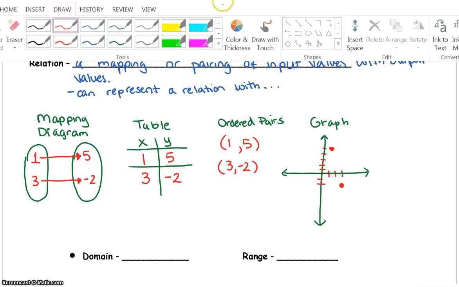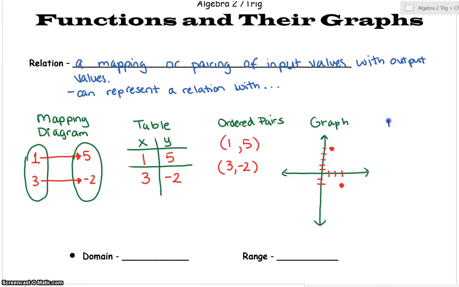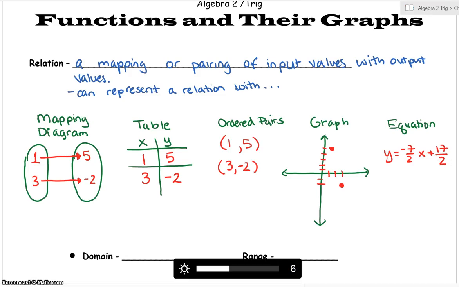And last but not least, we can represent these relations in equation form. In this case, the equation that corresponds would be y equals negative 7 over 2 x plus 17 halves. Yes, I did calculate this using slope and finding the b, the y-intercept.